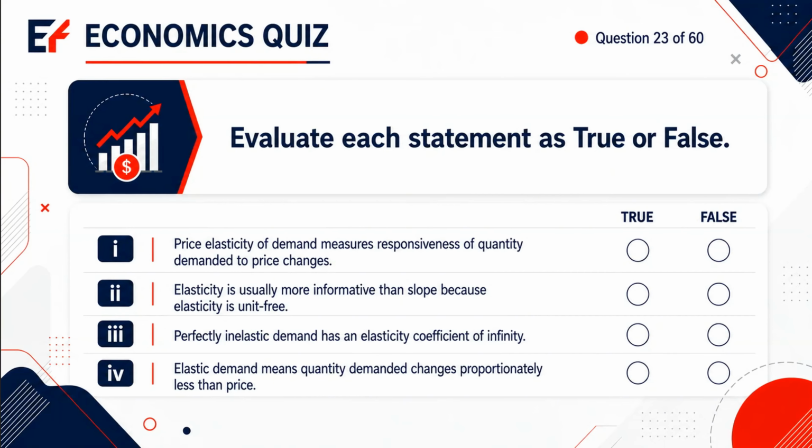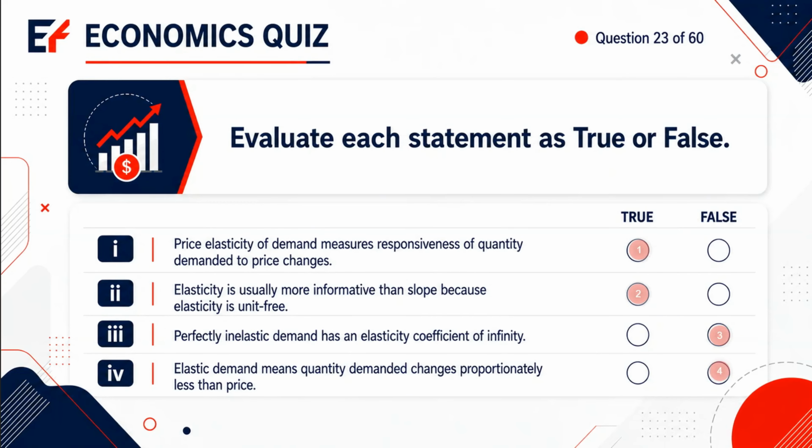Question 23. Evaluate each statement as true or false. Price elasticity of demand measures responsiveness of quantity demanded to price changes. The correct answer is true. Elasticity is usually more informative than slope because elasticity is unit-free. The correct answer is true. Perfectly inelastic demand has an elasticity coefficient of infinity. The correct answer is false. Elastic demand means quantity demanded changes proportionately less than price. The correct answer is false.